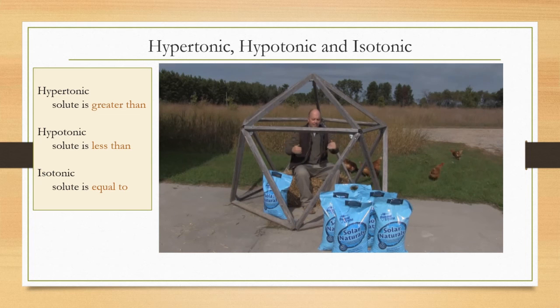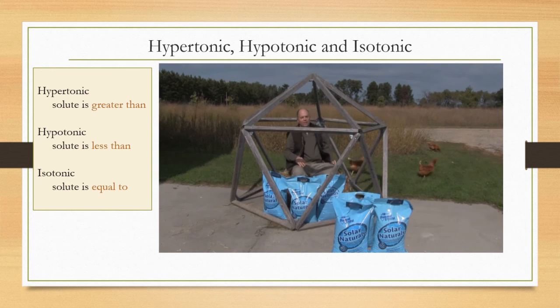Now in this setup, we've got more solute, the salt, outside of the cell than inside. The inside of the cell is hypotonic. Remember, hypo rhymes with low. There's a low amount of salt there. The outside of the cell is hypertonic. There's a high amount of salt there. In these cases, the water's always going to flow from hypo to hyper.